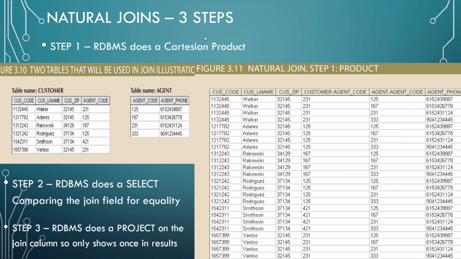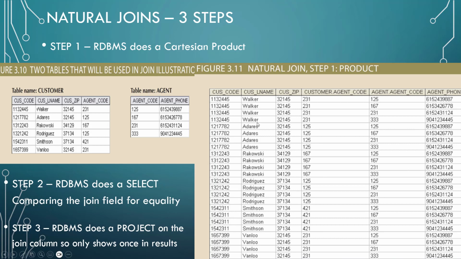So natural join is done with 3 steps. Let's take a look at this table. This is the table that we're going to do a natural join with. A customer table, an agent table. A customer has an agent as a foreign key, and here's the agent code in agent as the primary key. So step 1 actually does the Cartesian product. So it's going to take this row, and there's 4 rows over here, so it's going to create a new row in the product table in step 1.